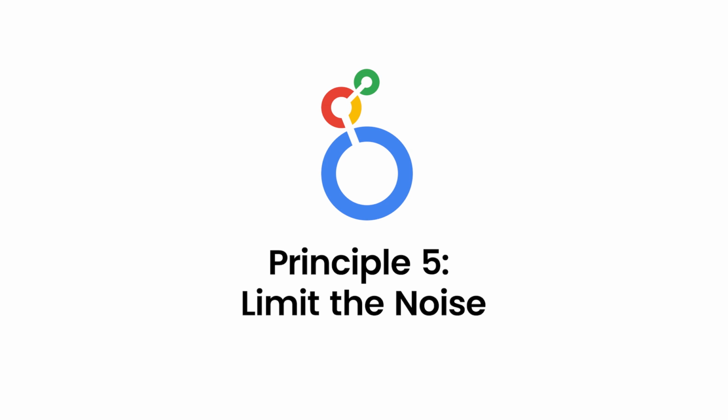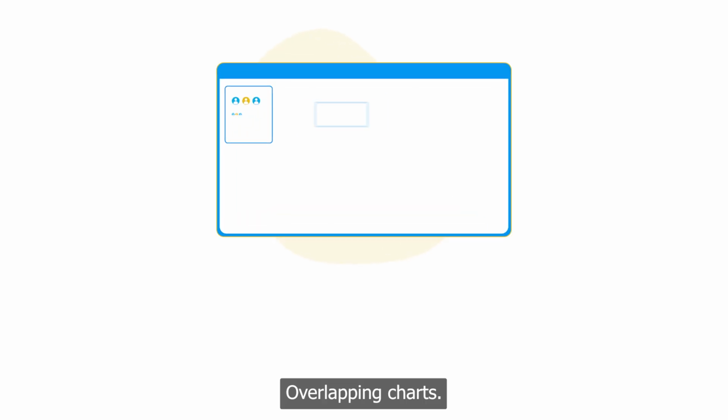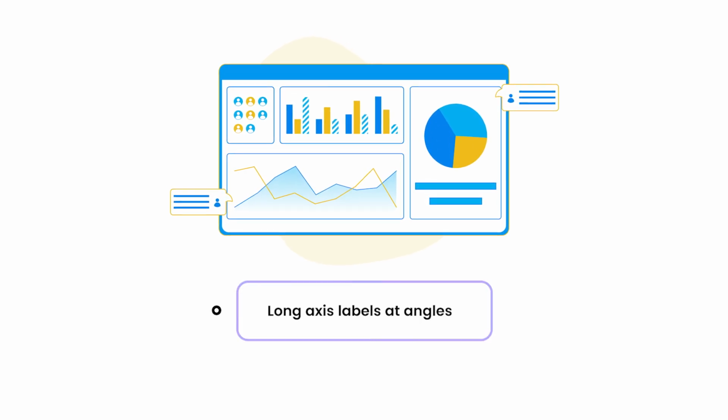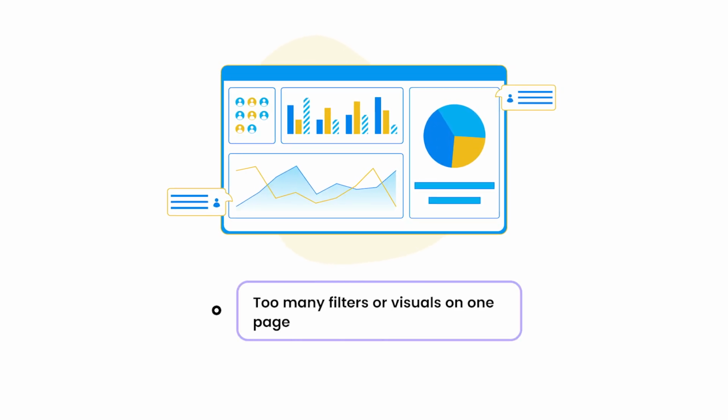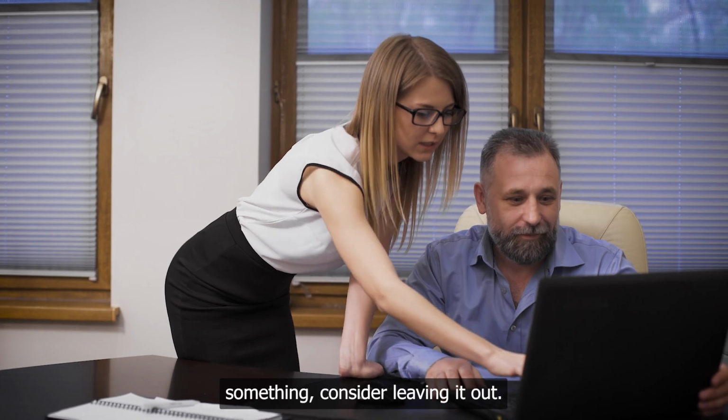Principle 5. Limit the noise. Here is what to avoid. Overlapping charts, text boxes with too much wording, long axis labels at angles, too many filters or visuals on one page. Remember, less is more. If it doesn't help people understand something, consider leaving it out.